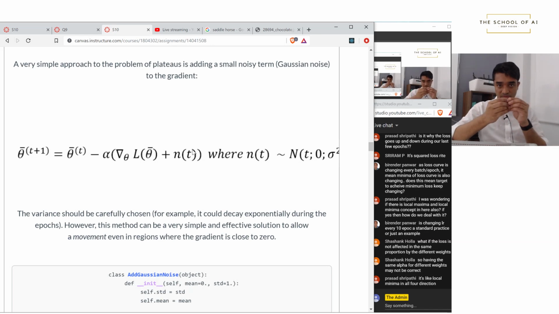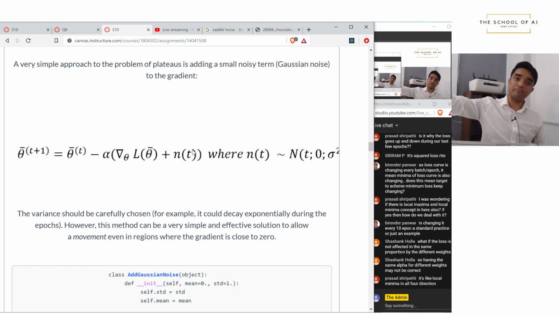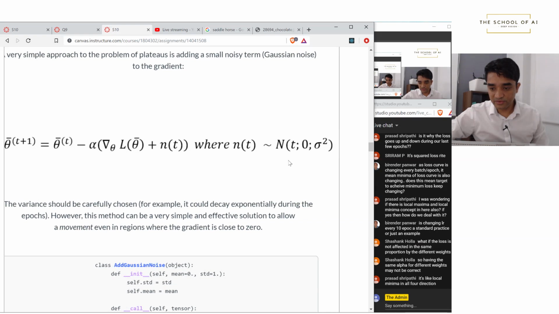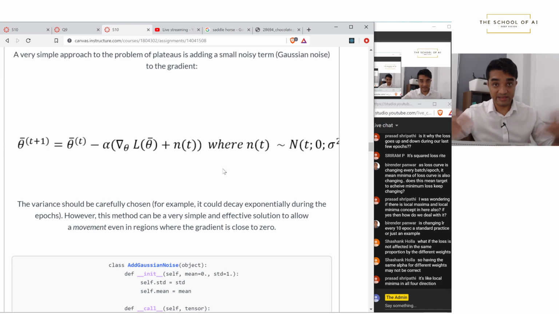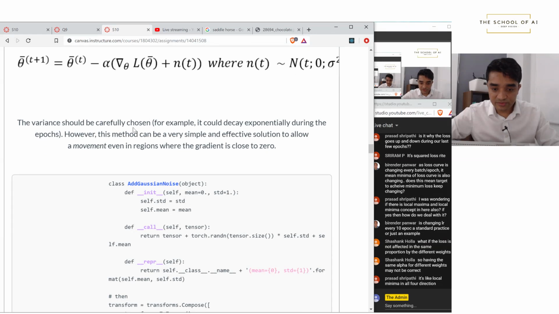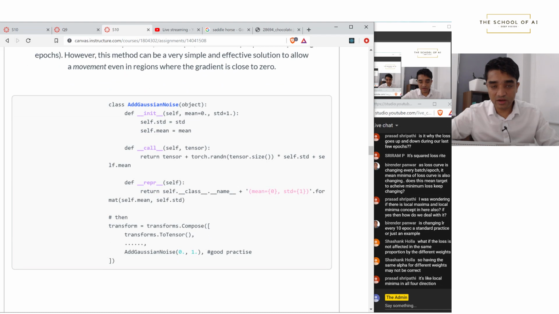It's going to be very small, because that is what you're going to be picking from, right? Let's say we pick a Gaussian distribution from -1 to +1, so it's most of the time going to be 0, but sometimes it's going to be a pretty big number also, and that is going to make it jump out of this particular system. Now this is sigma square, so we have a range. So sigma, depending on what kind of noise you add, it can jump out, right? So that is what we're interested in. Now the variance should be carefully chosen. For example, it could decay exponentially during the epoch, right? However, this method is a very simple and effective solution. So let's look at how we would do this in PyTorch.